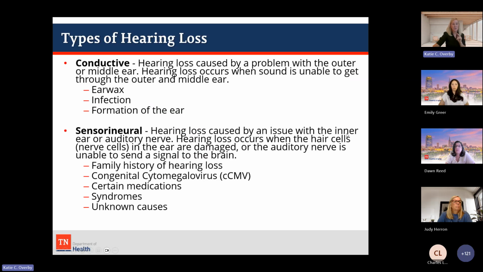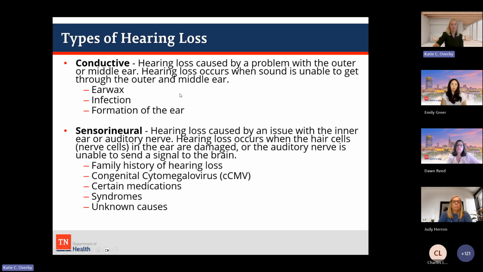So there's three different types of hearing loss. We're going to talk about the most prominent hearing losses that you're going to come across, which would be conductive. And those are going to be the formation of the ear. A lot of times kids with syndromes might have small ear canals or lots of ear infections, earwax. They could be missing their outer ear too. Microtia or atresia. So that would be a conductive loss.